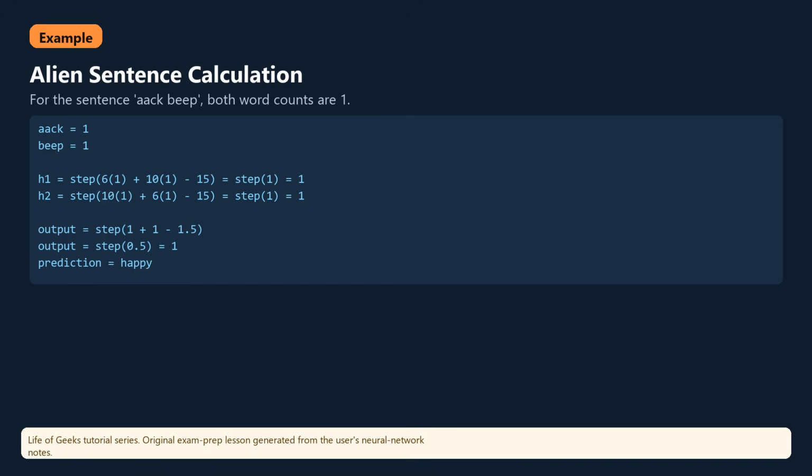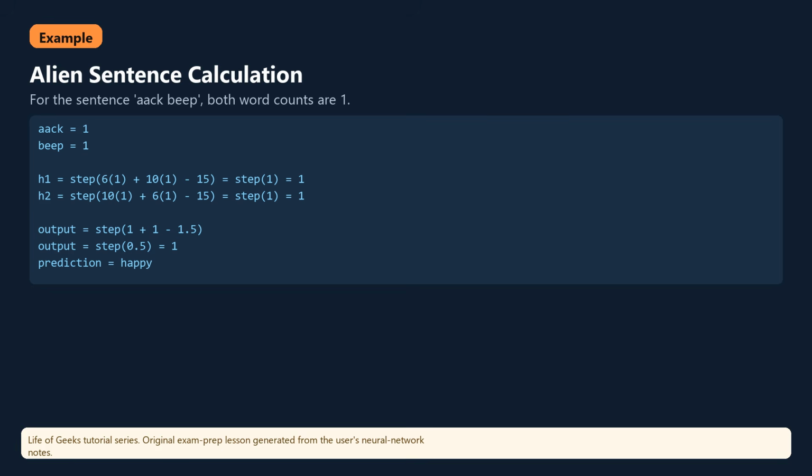Let us calculate the sentence awk beep. The count of awk is 1, and the count of beep is 1. For H1, calculate 6 times 1 plus 10 times 1 minus 15. That gives 1, and step of 1 is 1. For H2, calculate 10 times 1 plus 6 times 1 minus 15. That also gives 1, so H2 is 1.